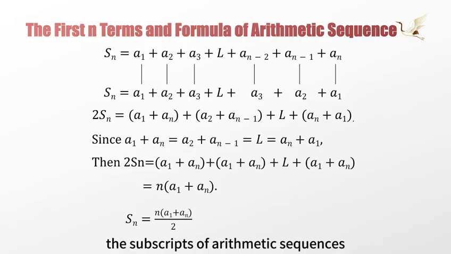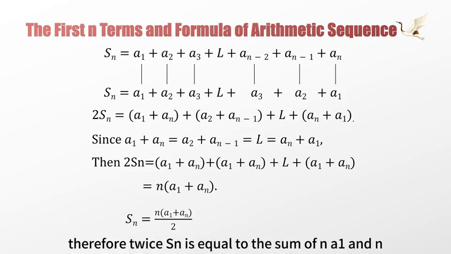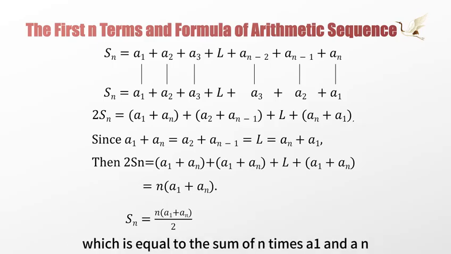Due to the fact that in an arithmetic sequence, the sums of two terms whose subscripts add up to the same number are equal, twice Sn is equal to the sum of n copies of a1 plus an, which is equal to n times the sum of a1 and an.